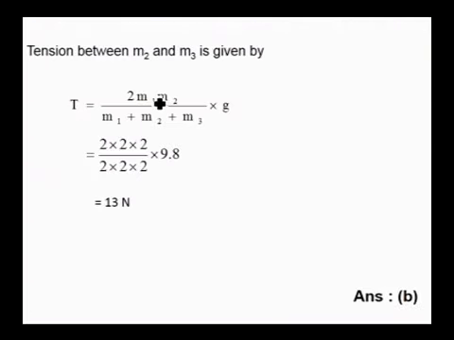So, T is equal to 2 m1 m2 divided by (m1 + m2), then I told you net force into acceleration due to gravity. So, if you substitute, the answer would actually be 13 Newton, and therefore option B is the correct answer.